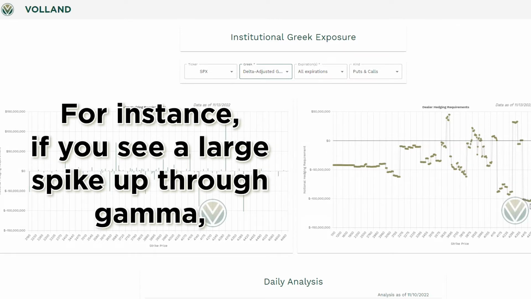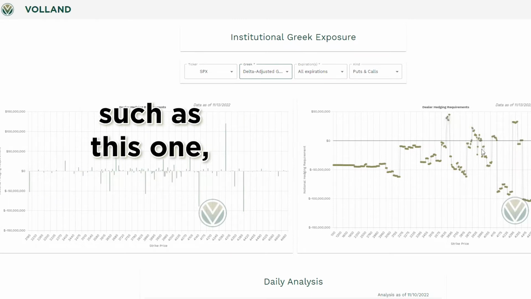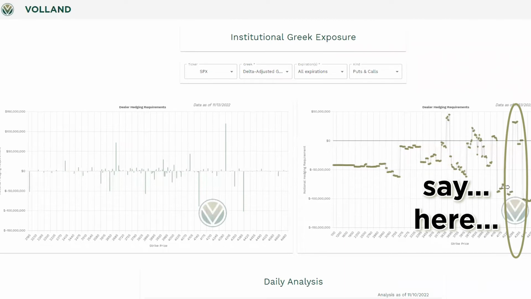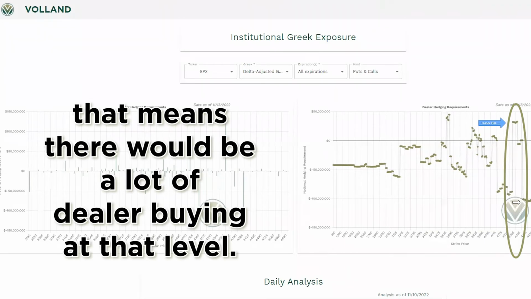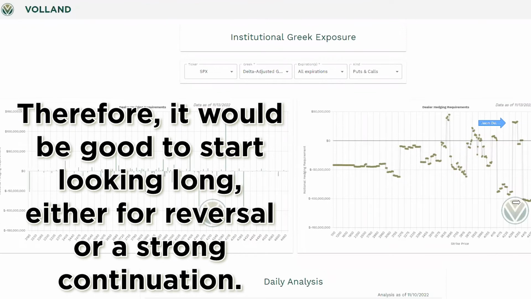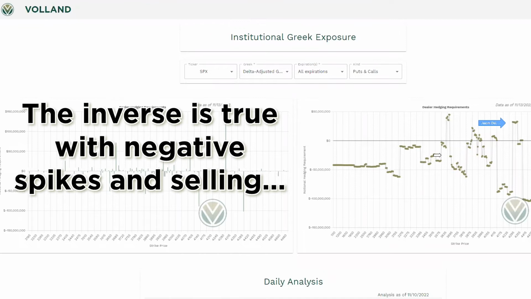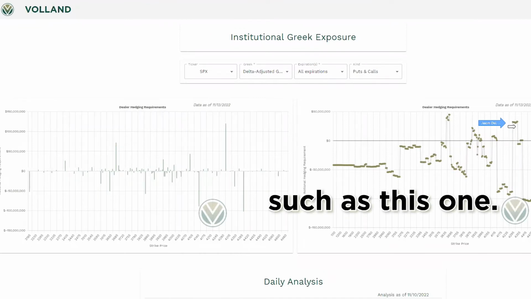For instance, if you see a large spike up through gamma, such as this one, say here, that means there would be a lot of dealer buying at that level. Therefore, it would be good to start looking long either for reversal or a strong continuation. The inverse is true with negative spikes and selling, such as this one.